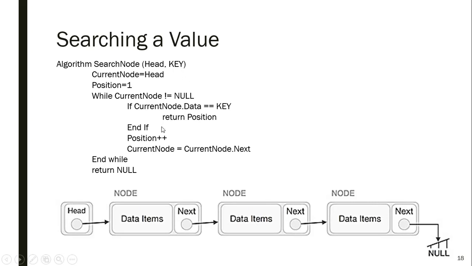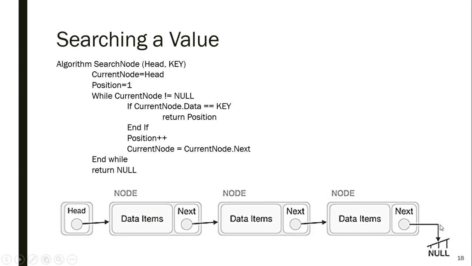Now how will this algorithm work? You will say current node is head. It means this current node is in fact a pointer that is pointing to the same node to which the head is pointing, and it will be used to navigate through the nodes. We also want to know the position. We already know we have no indexes here, but we can calculate the position with the help of this counter variable.